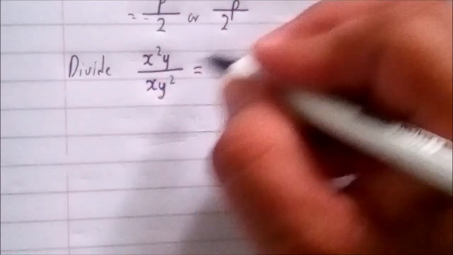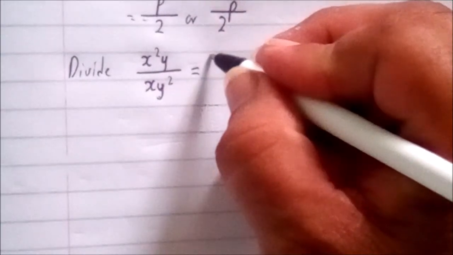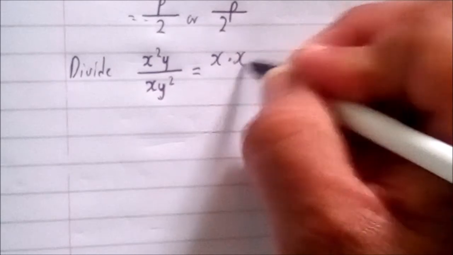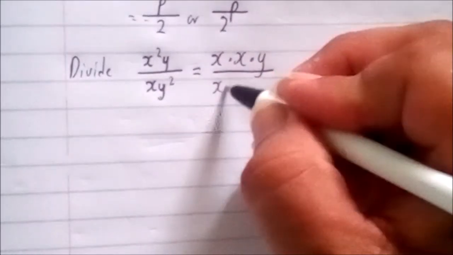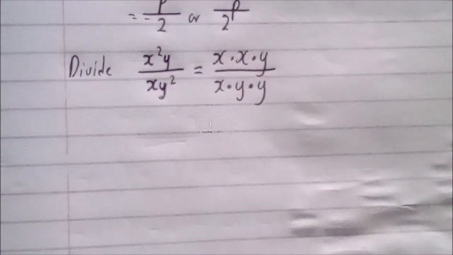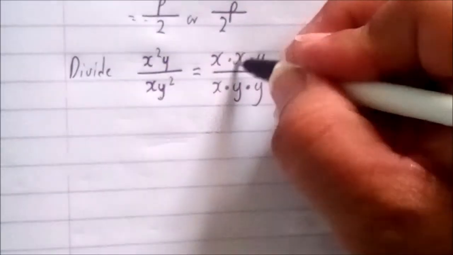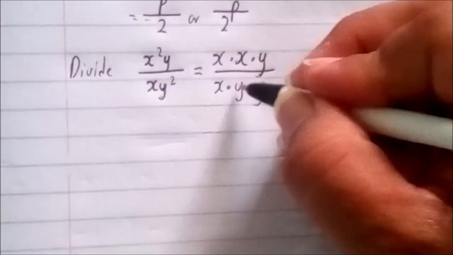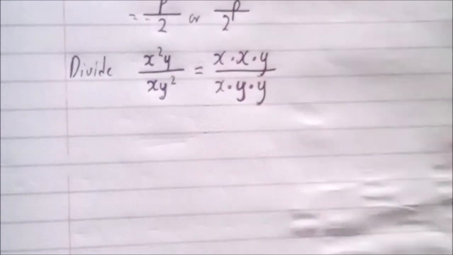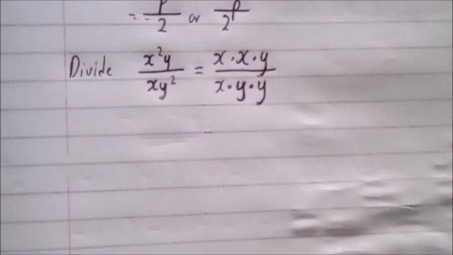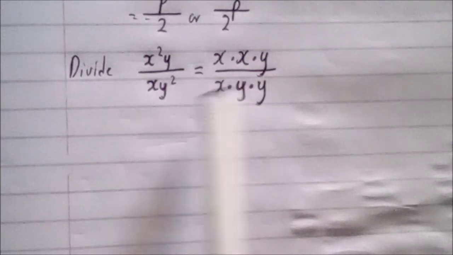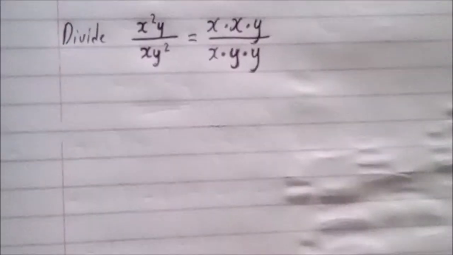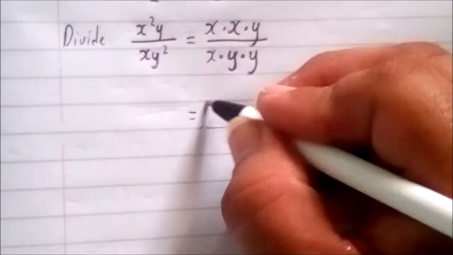Okay, so let's see. Let's expand this. So x squared means x times x, so we put x times y over, and the bottom one is x times y times y. Okay, so that's what we end up with for the bottom piece. So let me write this a little bit darker. So there it is. Okay, so by simplifying the fraction, we have made the fraction much simpler.